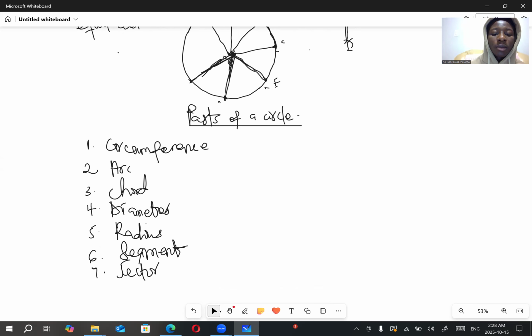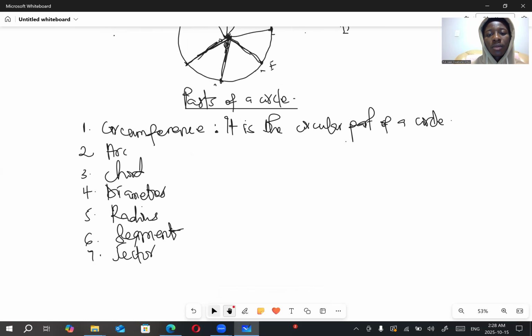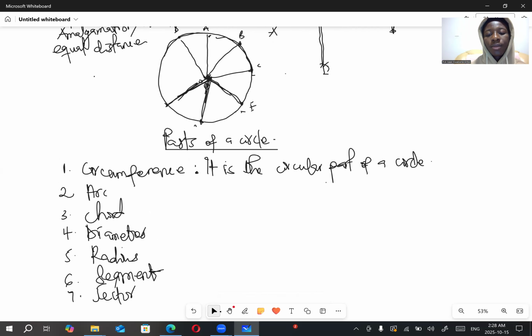So let's start with circumference. Last time I defined them for you. What is it? It is the circular part of a circle. Yes, so it is the circular part of a circle. Now, what is important is understanding it.